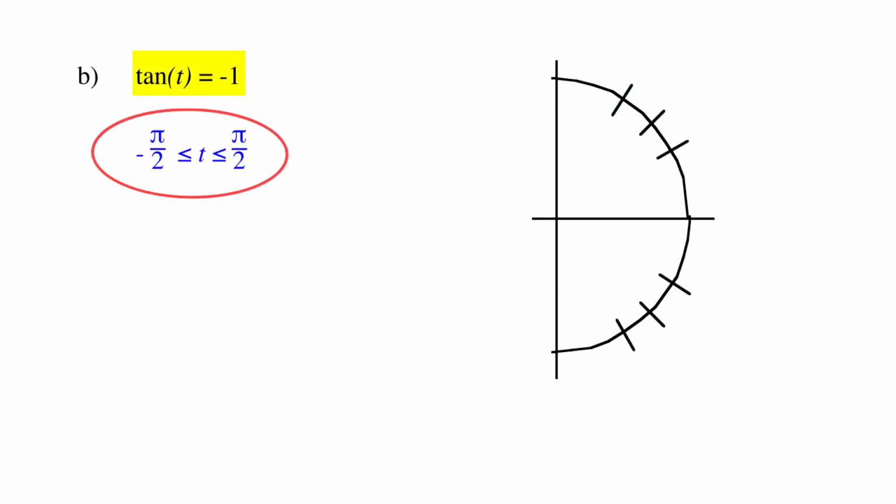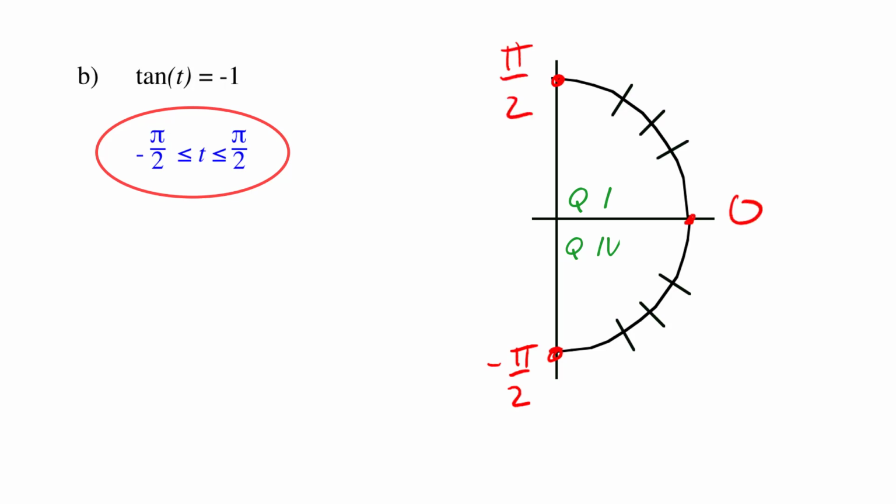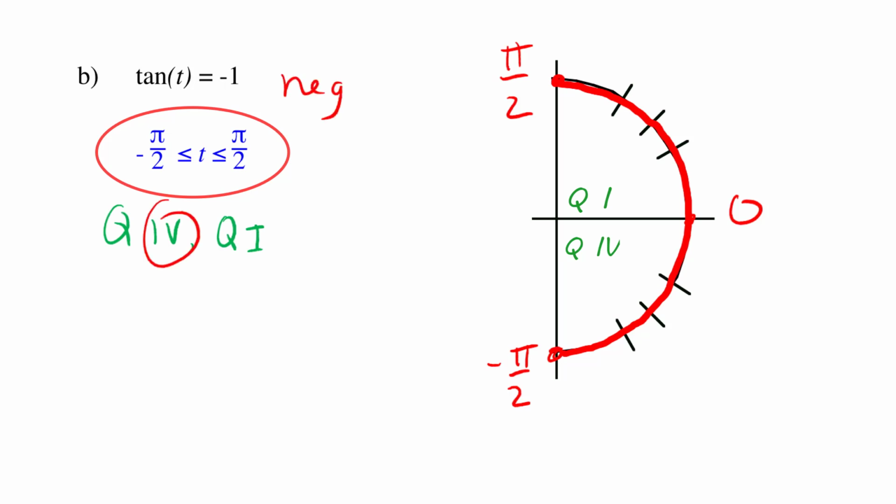This time tangent of t is negative 1, but it's the same restriction, starting at negative pi over 2 and going up through 0 and ending at positive pi over 2. So we have the negative values in quadrant 4 and the positive values in quadrant 1. So tangent of t is negative, first of all, and that's going to be in quadrant 4. And tangent t is 1 at pi over 4.